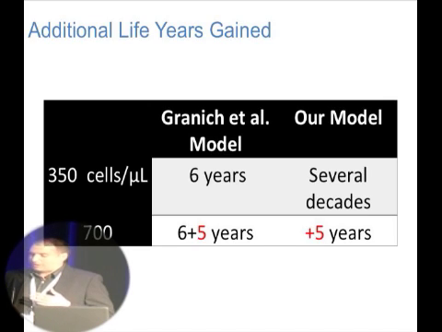One important part of the parameterization is the additional life years gained between the two models. Just to compare, in the Granich et al. model, if treatment were initiated at a CD4 count of 350, there would be 6 additional life years gained due to treatment. In our model, we've modeled this actually as having several decades of life years gained due to treatment. If treatment were initiated at 700, in that model, an additional 5 years would be gained on top of that 6, and we've kept that assumption since there's very little data on treatment above that CD4 level.